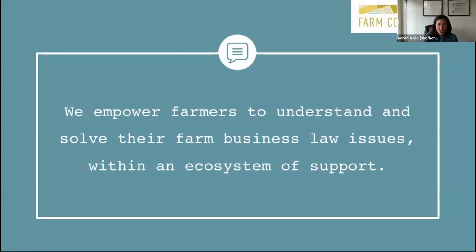A little bit more about Farm Commons. This is our mission. We empower farmers to understand and solve their farm business law issues within an ecosystem of support. We've been around for about 7 years now. We have a staff of 5 nationwide, and Farm Commons has received 2 fellowships and nearly $1 million in federal grants, which covers 2/3 of all of our revenue. We also have foundational support and some earned revenue.